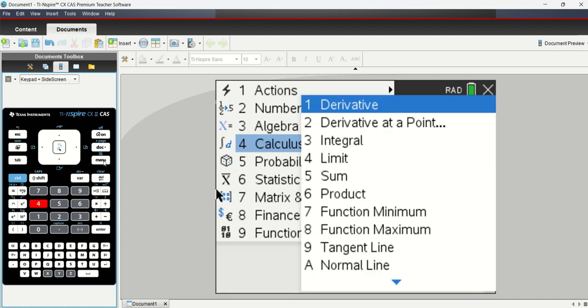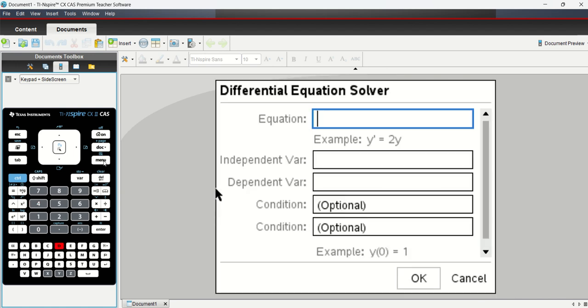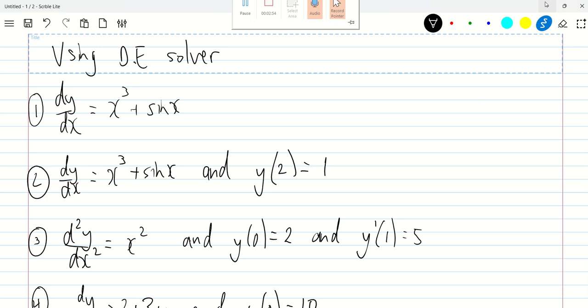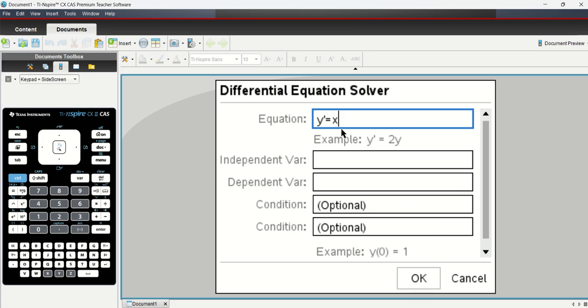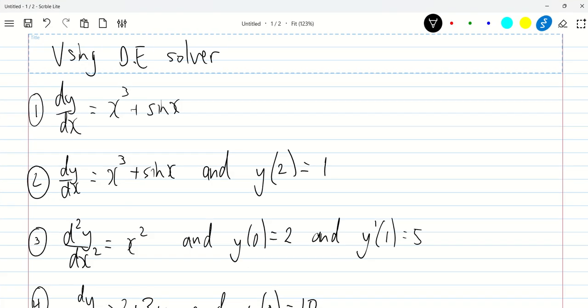So menu, calculus, down the bottom D for differential equation. And then again, we're going to y. Pi menu is where you find the dash for derivative. y derivative is equal to, I've already forgotten, it's x cubed. It really doesn't matter, but it's good for you to be able to see. I'm just typing it in to save a bit of time on my laptop. So plus sine x is what we were doing there. Yep, sine x.